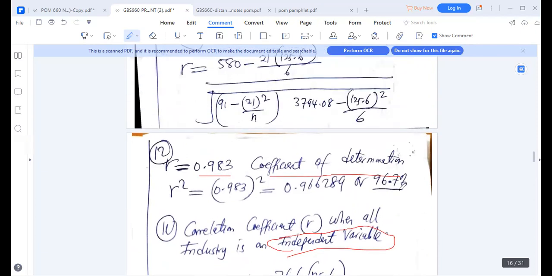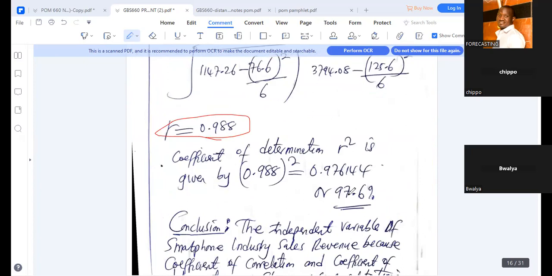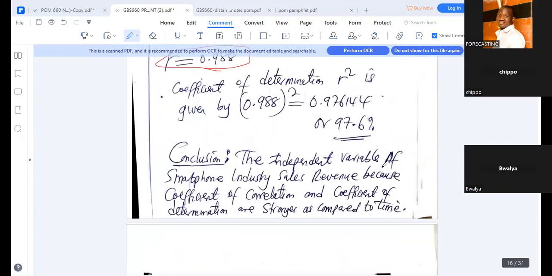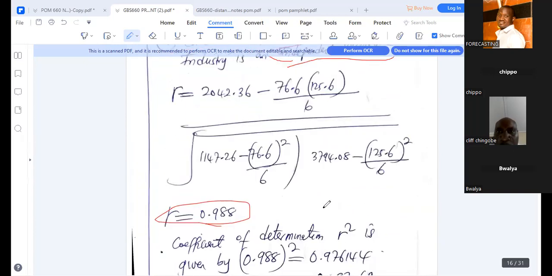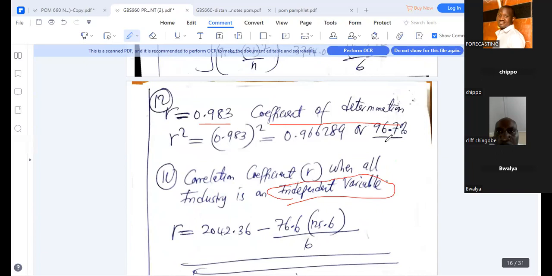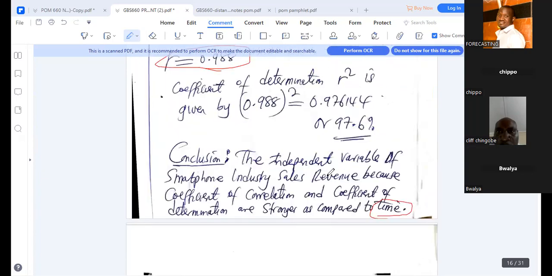You check this one is 96.7%, then the other one is 97.6%. So the conclusion: the independent variable used for smartphone industry sales revenue is the oil industry, because the coefficient of correlation and coefficient of determination are stronger as compared to time. When time was the independent variable, it was 96.7%. And when the oil industry was the independent variable, the coefficient of determination was 97.6%. So we can go for the oil industry because it has a higher coefficient of determination.